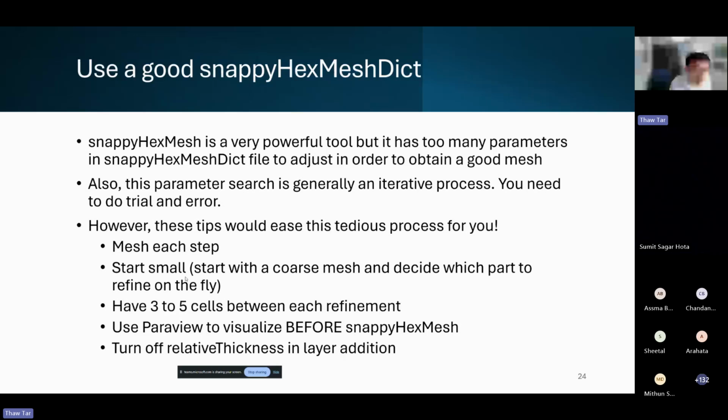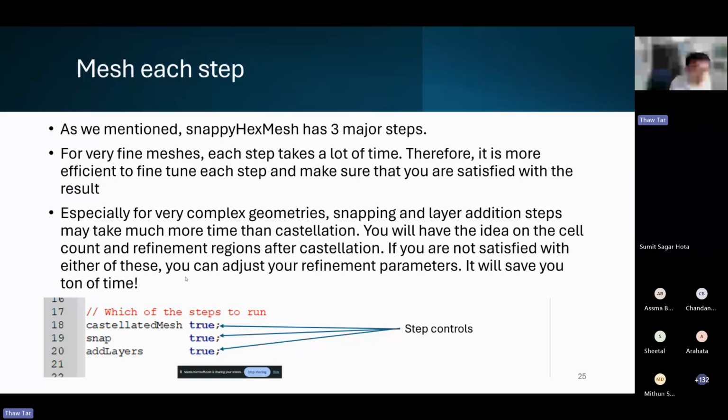So the first tip about snappyHexMeshDict is to mesh each step. As we mentioned, snappyHexMesh has three major steps: castellation, snapping, and adding layers. For very fine meshes, each step takes a lot of time. So it's more efficient to fine tune each step before moving on to the next step, and make sure you are satisfied with the result. Especially for very complex geometries with a very large number of cells, snapping and layer addition may take much more time than castellation because they are very iterative, and they need to relax the mesh all the time. By carrying out only castellation first, you will have an idea of the cell count and refinement regions. If you're not satisfied with either of these, you can adjust your refinement parameters and it will save you tons of time.